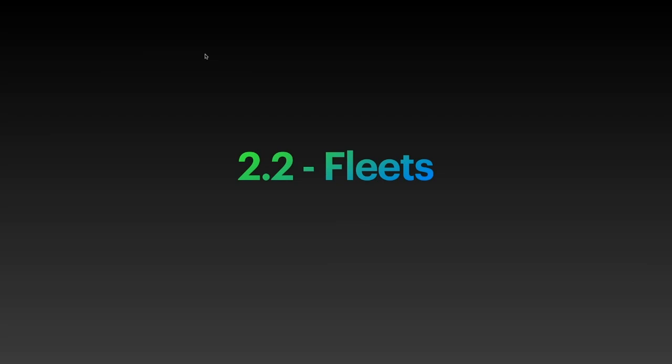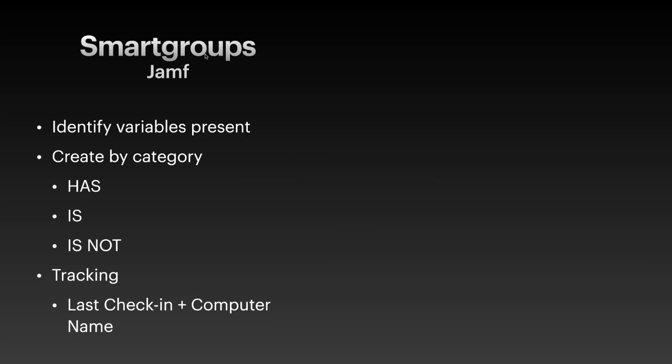We'll also talk about fleets. In our Jamf space, once again, we have the ability to use smart groups. Smart groups are critical for our workflow because you are able to identify variables present. There are many. It could involve the computer name. It could involve an application installed, the IP, all these things. And then you create a smart group by defining categories with a has, is, or is not. And essentially, computers enter or exit the smart group whether or not they meet those criteria that you've defined.